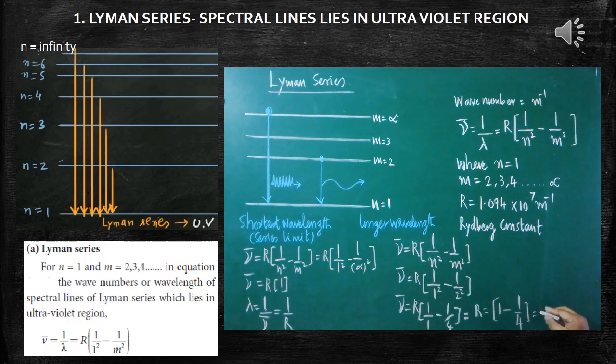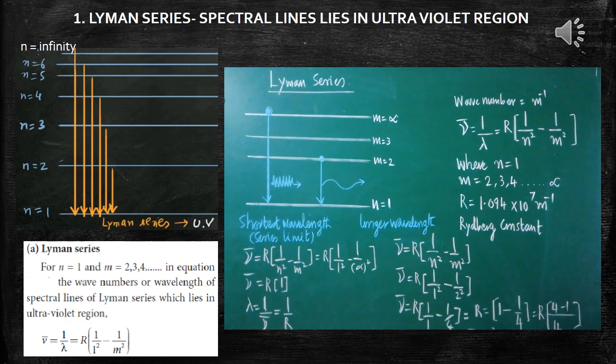So here, if LCM is taken, what will happen? 4 minus 1, you will get the answer as 3 by 4 R. This is the value of the wave number. How to calculate the wavelength? Wavelength is the reciprocal of the wave number. Therefore, lambda can be simply written as 4 divided by 3R.